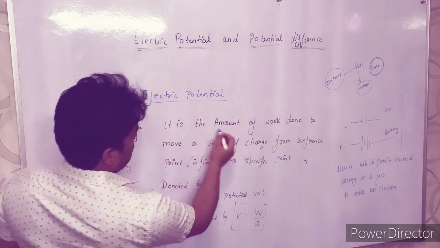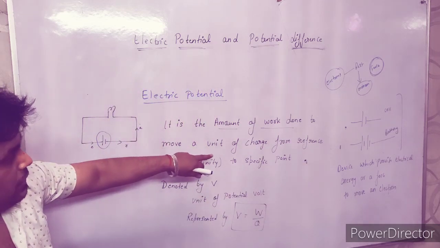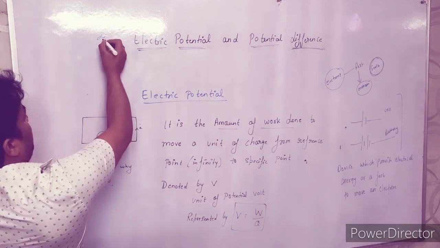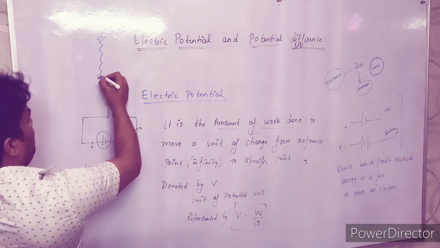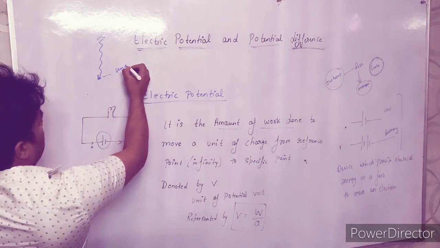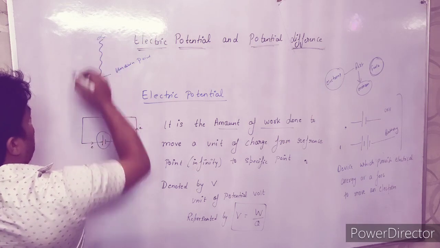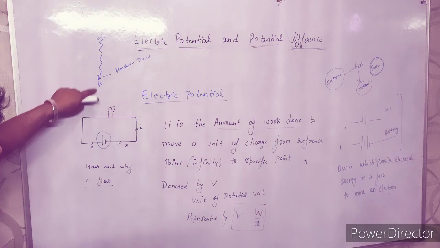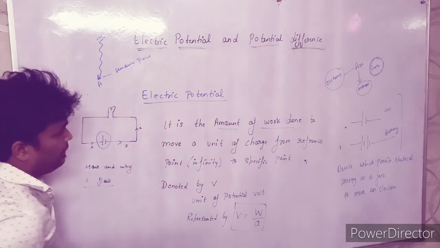It is the amount of work done to move a unit of charge from a reference point to infinity. For example, this is a reference point. We are moving our charge from a reference point to a specific point, and this is a known point. That's why it is a specific point. Let me take an example, A. How much work is done to bring this charge from infinity to A? This is the electric potential.